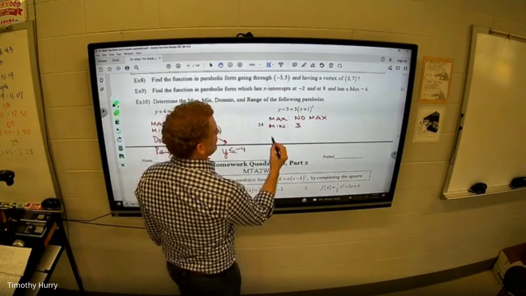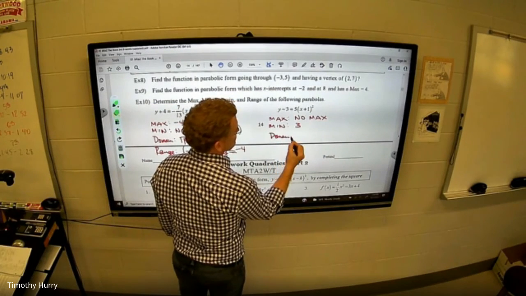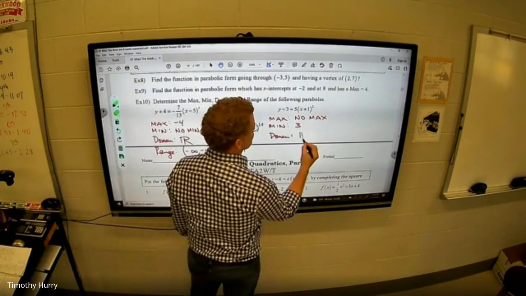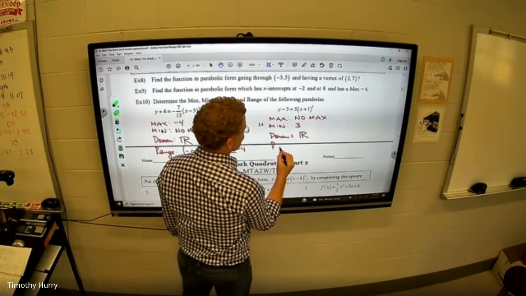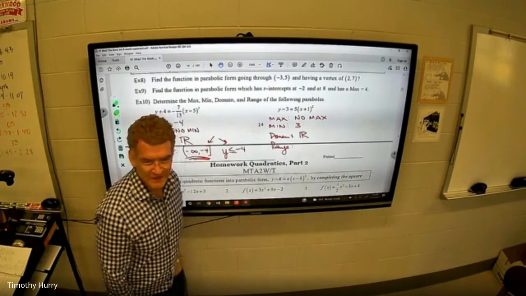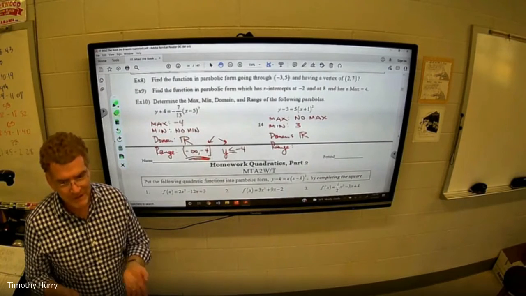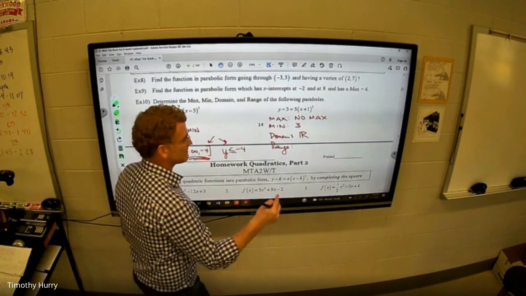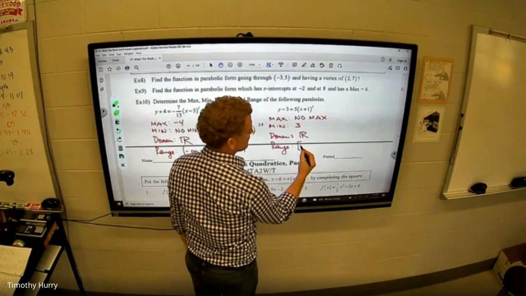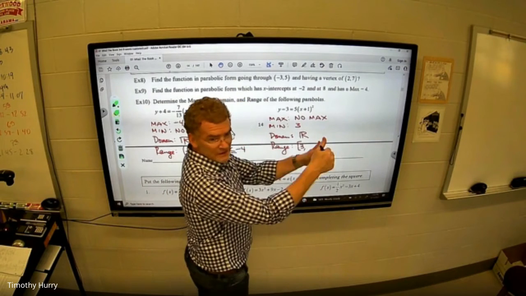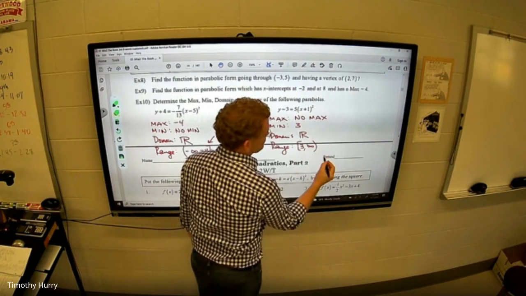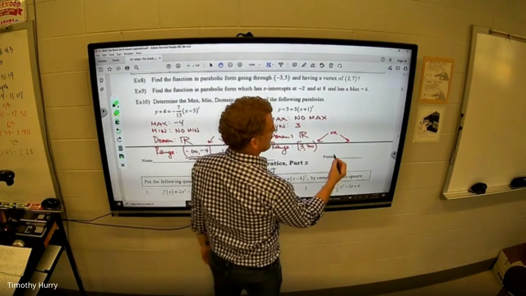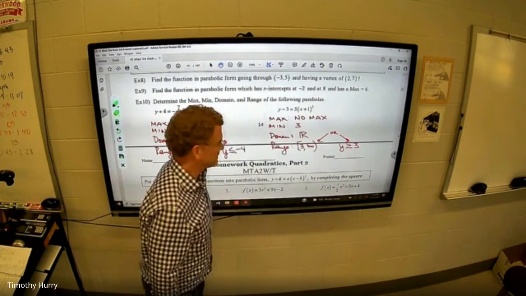What is the domain? All reals, right? Do not be the person who misses that. What is the range? Now think about what's going on. I began at a y value of 3 and rose to infinity. So bracket 3, infinity parentheses, or what's another way of writing it? Y is greater than or equal to 3.